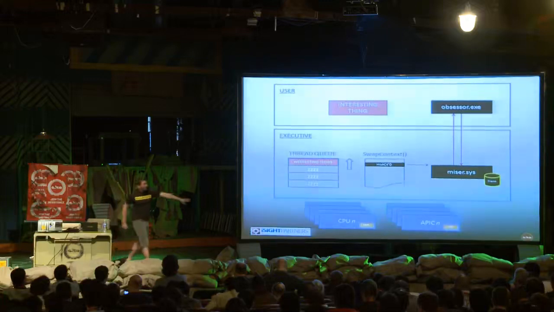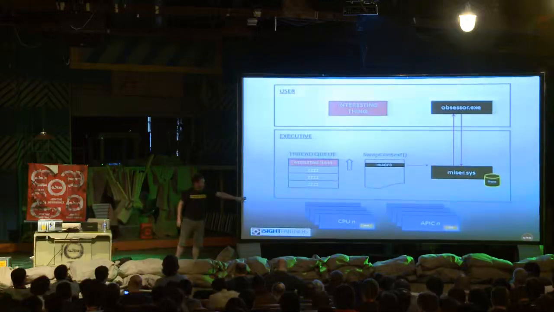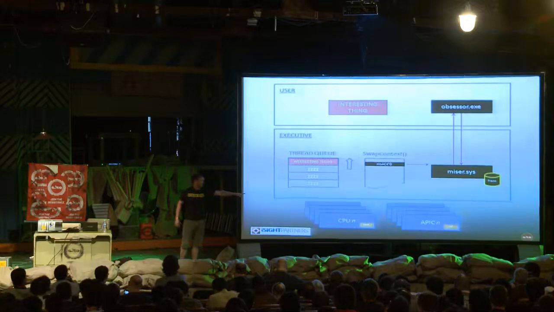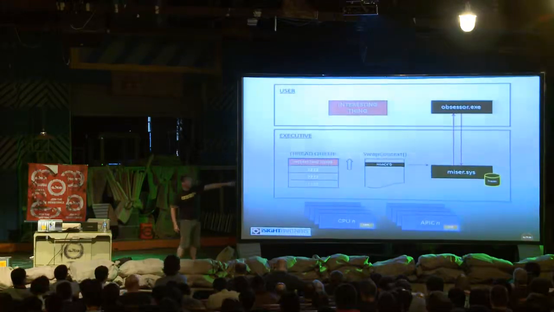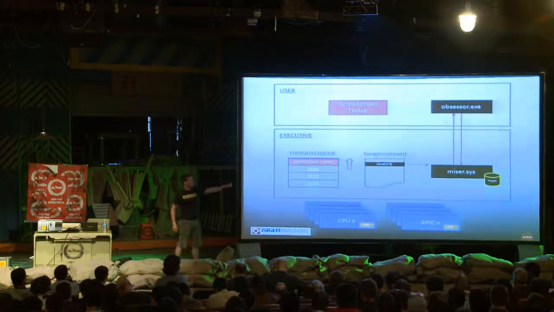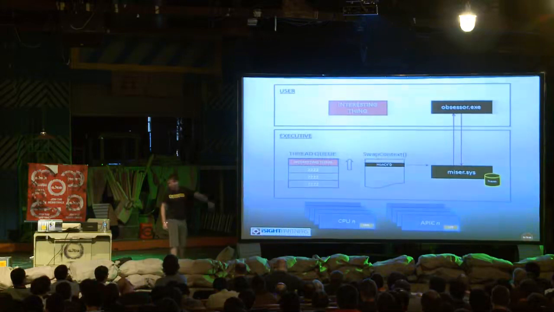For every CPU you have, you need to set the MSRs properly, and for every APIC you have, you need to set the local vector table if you're using interrupts to call your code. So my code hijacks swap context, which everybody does. It's nothing new, and then we record the traces and send them to userland.